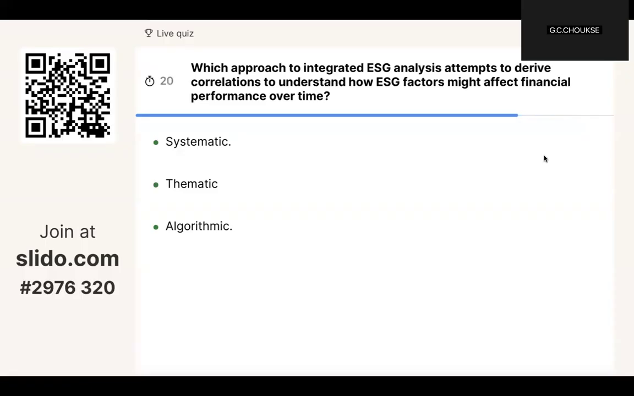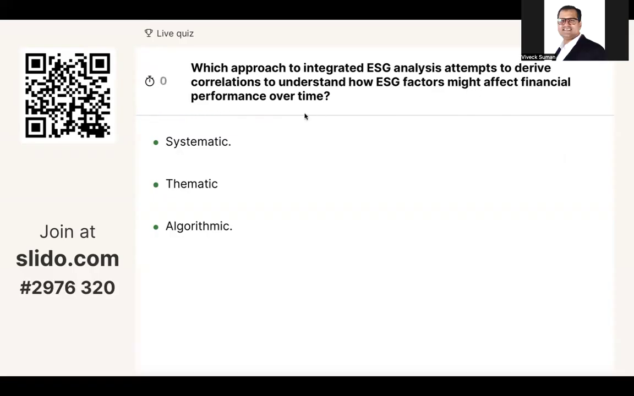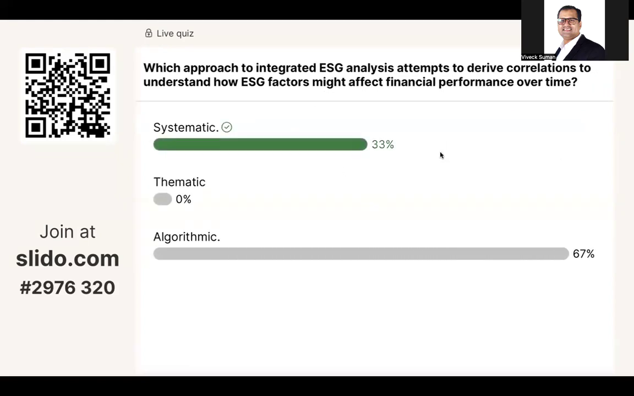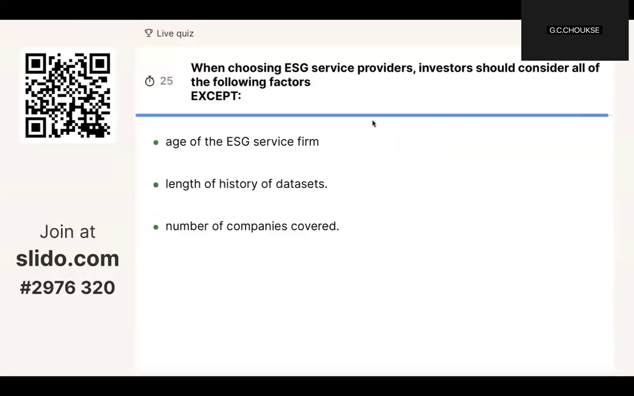Which approach to integrated ESG analysis attempts to drive correlation to understand how ESG factors might affect financial performance over time? Okay. Which might affect the financial performance over time. The correct answer is systematic, not complicated. Oh. Okay. Next question, JC Chowdhury.